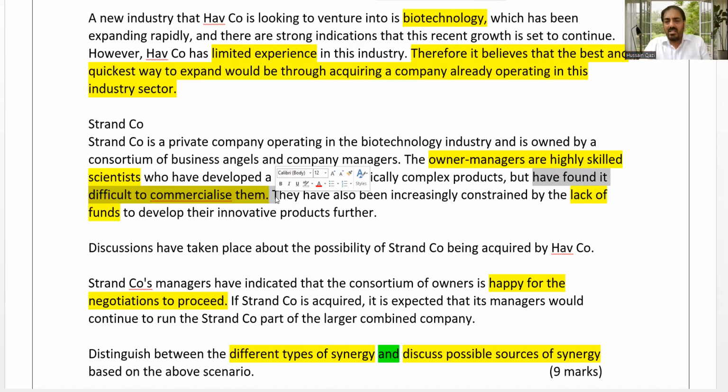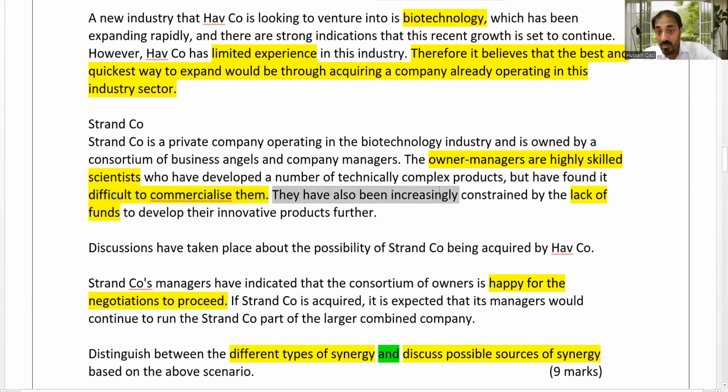And it apparently looks like, if they are scientists, they are also good for innovation of the product. So combine the research team of Have with Strand, which also becomes able to generate good innovative products, and then use the expertise of Have to market the product quickly. So of course they will be able to get more revenue post acquisition than before the acquisition.